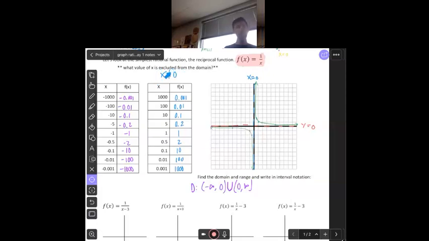Okay? So within the domain, there's the implication of this. Hey, what can't we do? That's what this is saying. I can do less than 0. I can do more than 0. Well, I must not be able to do 0. That's what it's saying. Well, what's the range all about?